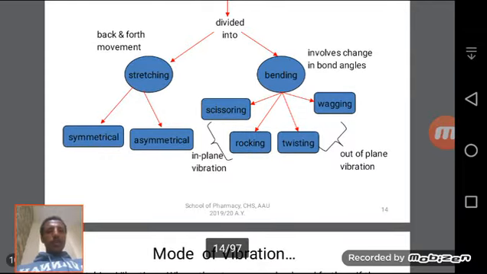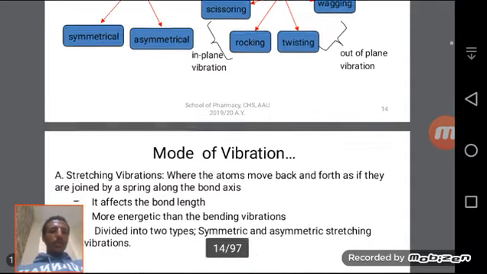And also stretching vibration can be classified into symmetrical and asymmetrical. The symmetrical are not IR active, as we have said above, and asymmetrical are IR active because there is a dipole moment. And bending vibration can be classified into two: in plane vibration and out of plane vibration.